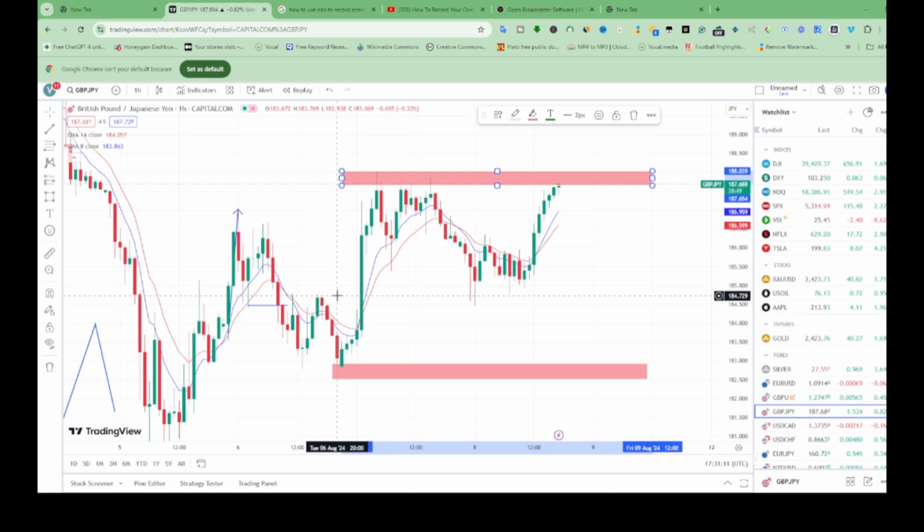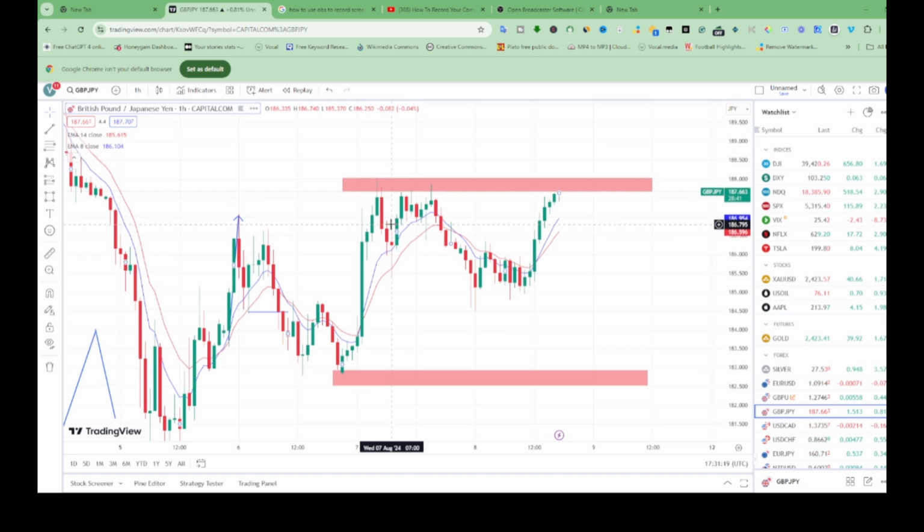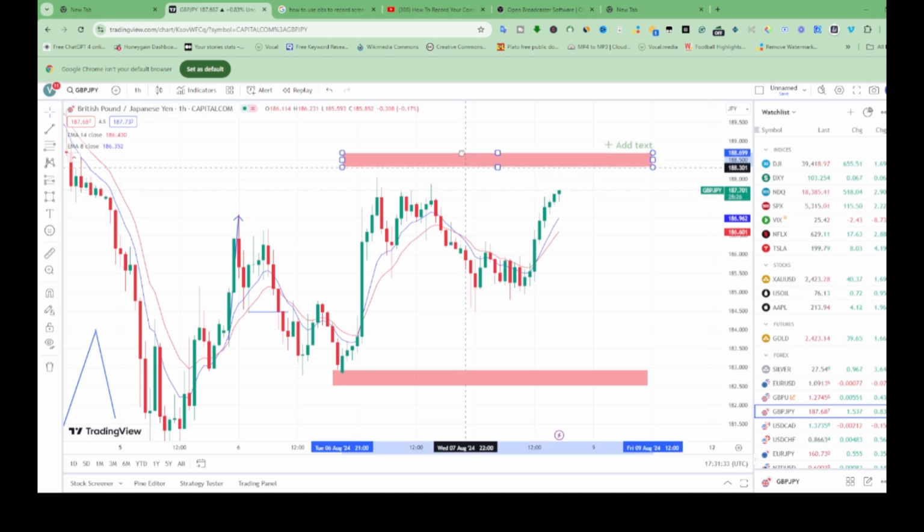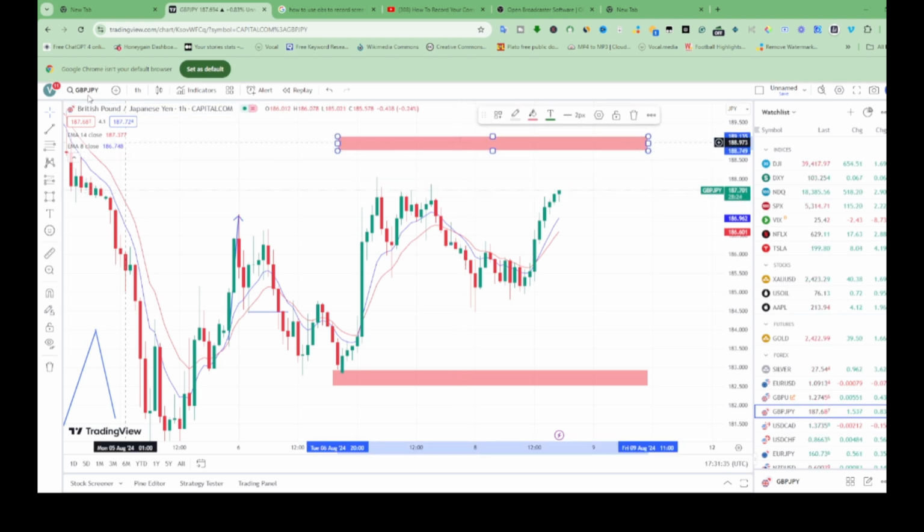So it went up back to this place and dropped down. The reason why I drew this line is because price came down to this level. Remember, we just opened this pair, Great British Pound against Japanese Yen. We just opened this and we saw this.